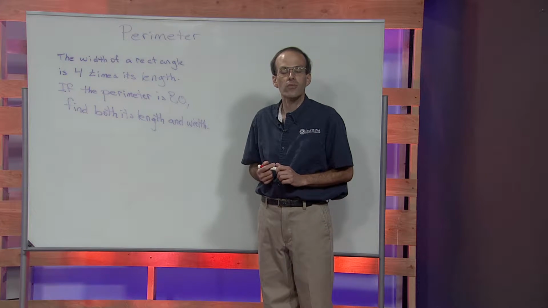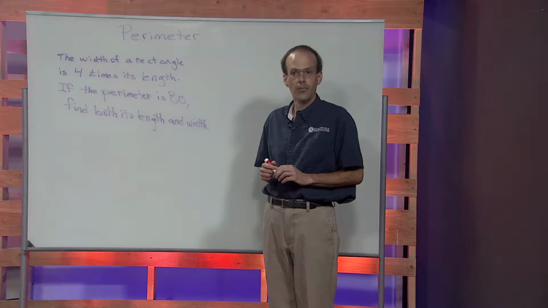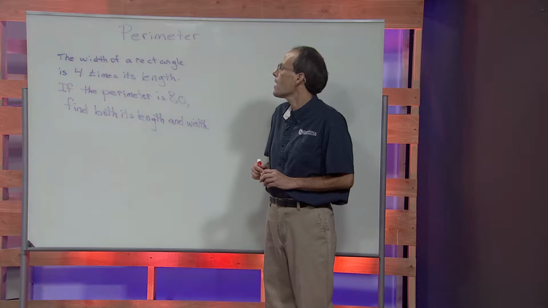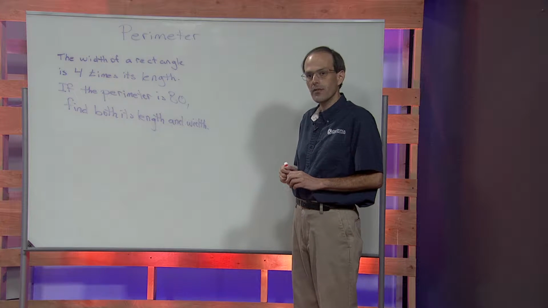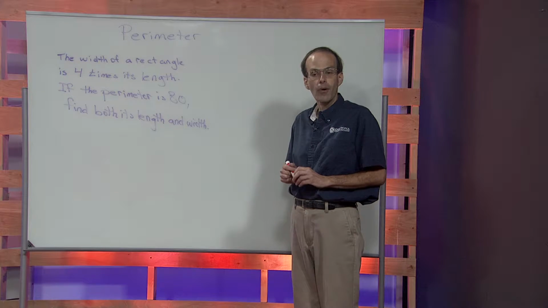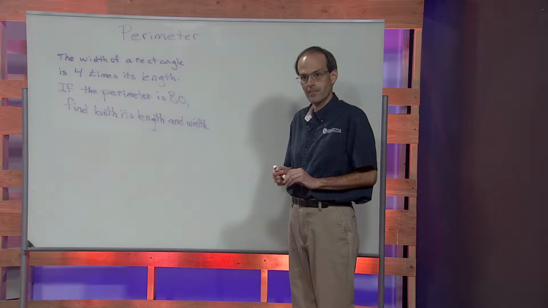In this lesson, we'll see how to solve a problem involving the perimeter of a rectangle. The width of a rectangle is 4 times its length. If the perimeter of the rectangle is 80, find both its length and its width.